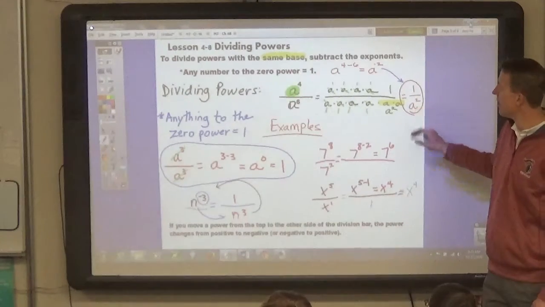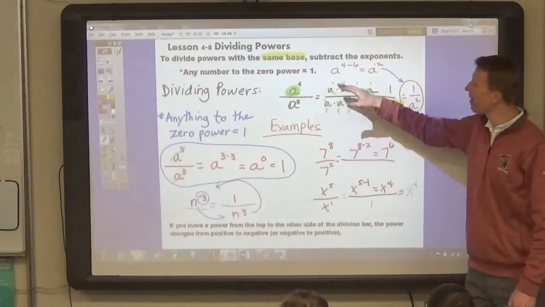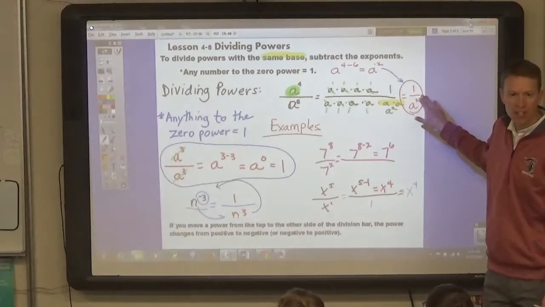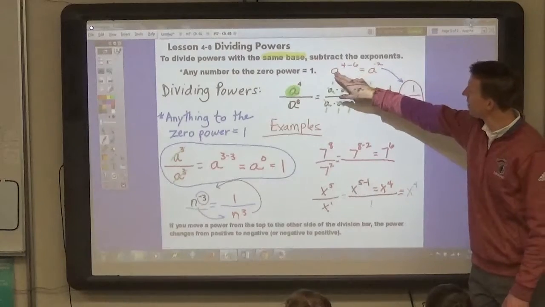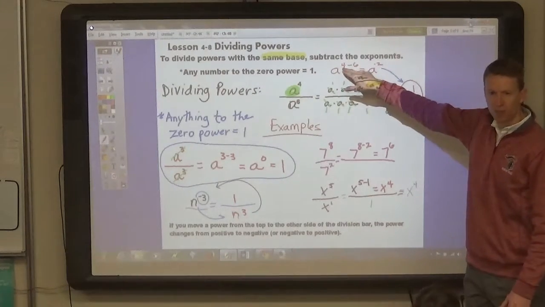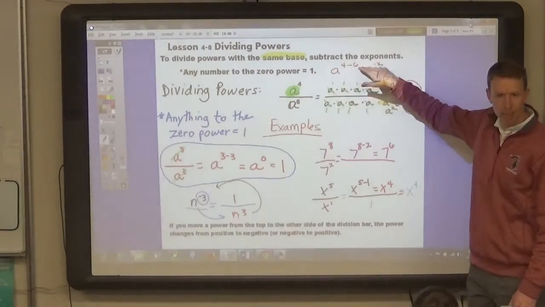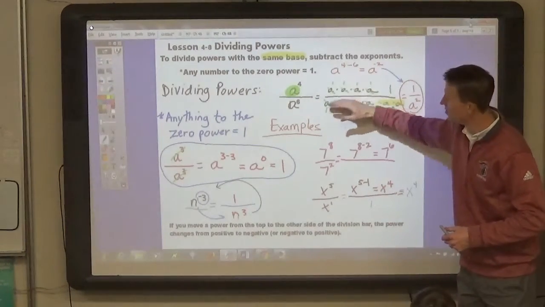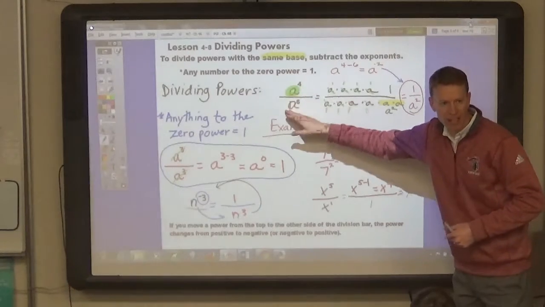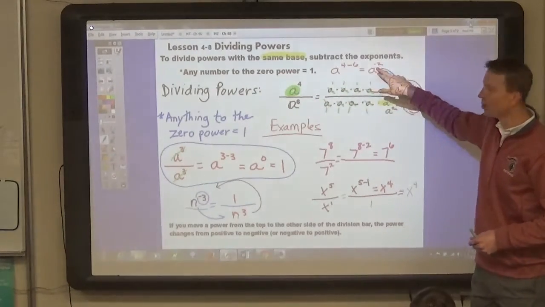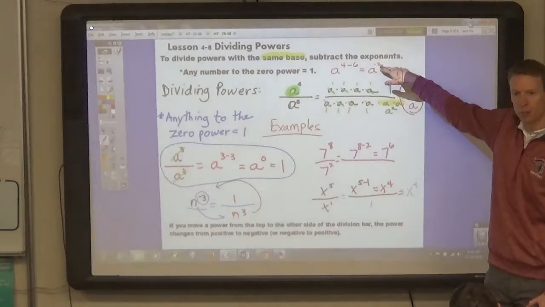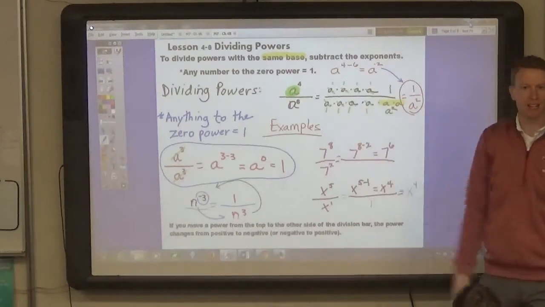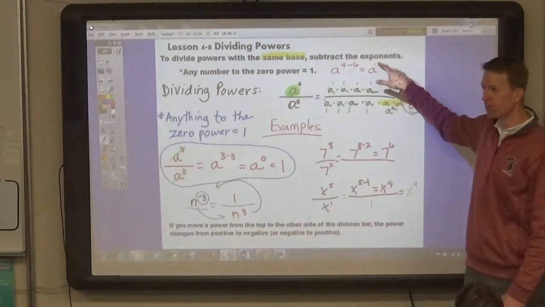Okay? Now, there's another way to write 1 over a squared. Without the division bar, you'd write it as a to the 4th power minus 6, because we're subtracting the a's. Whenever you're dividing, you're subtracting the exponents. And we end up with a to the negative 2 when you subtract those. 4 minus 6, or 4 plus negative 6, equals negative 2.